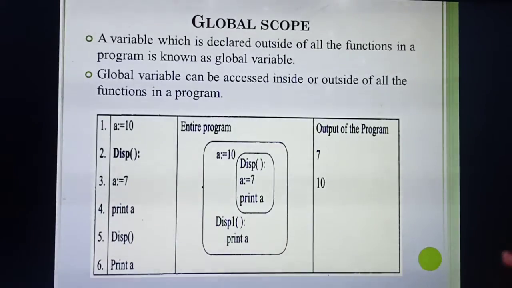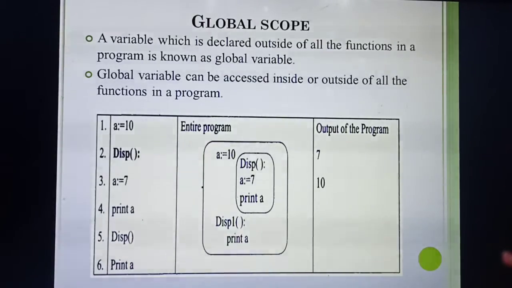So this global variable can be accessed, listen carefully, inside the function also you can access, outside the function also you can access. But local scope is not like that. Only inside the function alone you can access. Understood? So local scope only inside the function alone you can access. But global scope it's not like that. Inside the function also you can access. Outside the function also you can access.